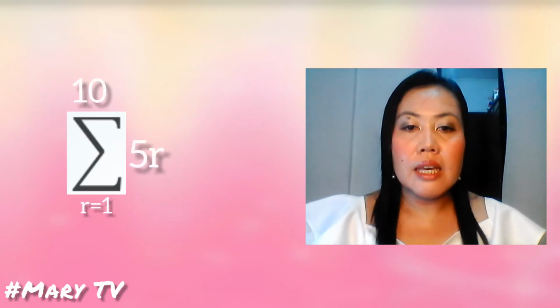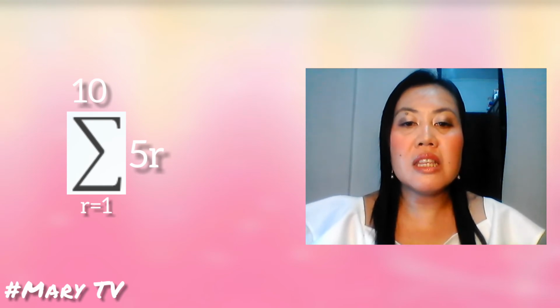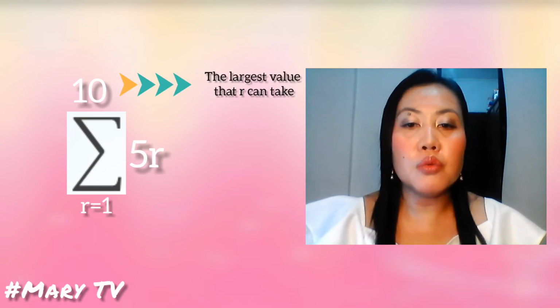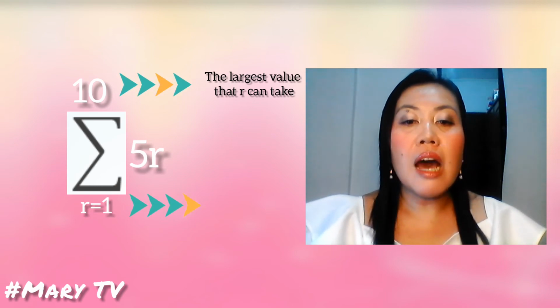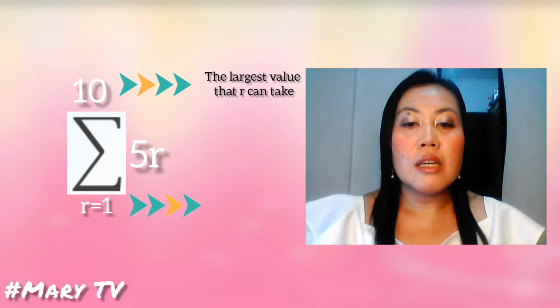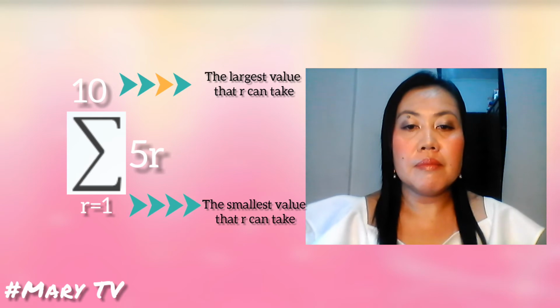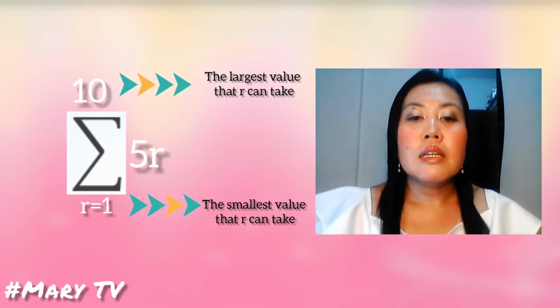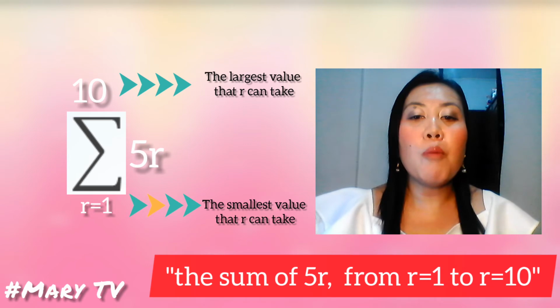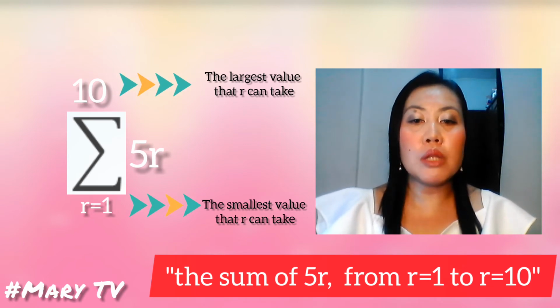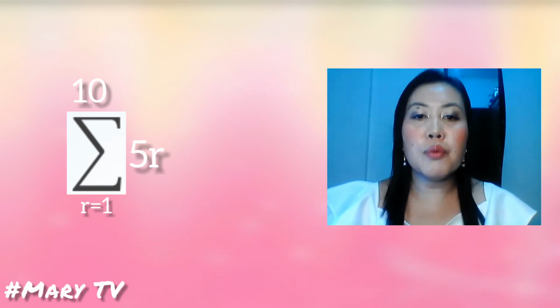As you can see, in the summation notation, we have the digit 10 on the upper, which is what we call the largest value that r can take. And on the lower level, r equal to 1 signifies the smallest value that r can take. This is read as the sum of 5r from r equals 1 to r equals 10. So what is the answer for the given?